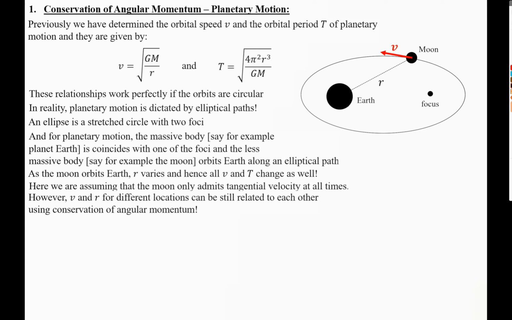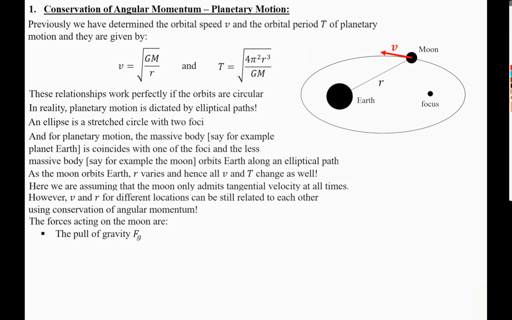Now, however, v and r for different locations can still be related to each other using conservation of angular momentum. What I'm trying to say here, if you notice carefully, from the geometry of the ellipse, as the Moon orbits the Earth, r changes, which makes v and the period change. And these two relations break down. So v and T cannot be calculated in this case, but we can always use the conservation of angular momentum in order to find the relation between v and r and basically T.